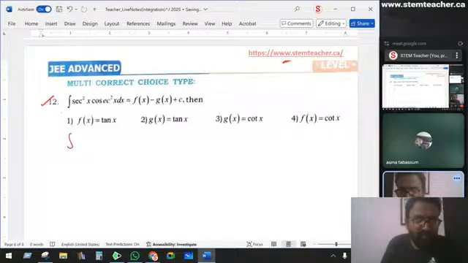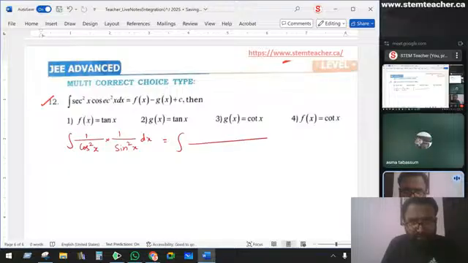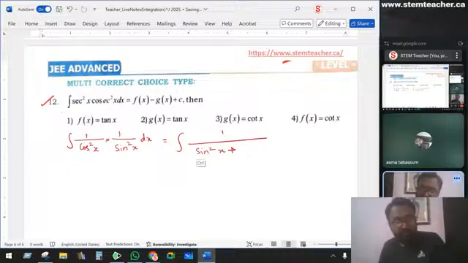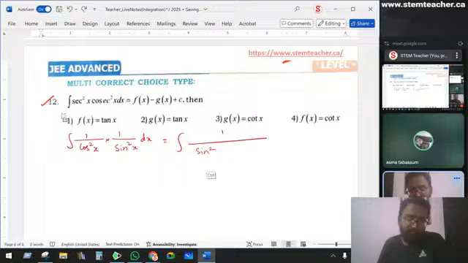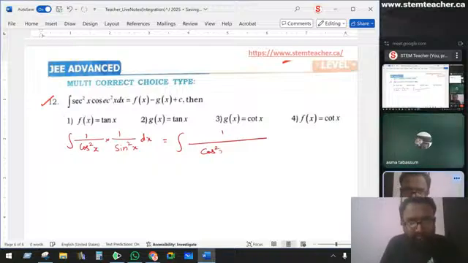Integration of secant square x can be written as 1 by cos square x, into cosecant square x, which is 1 by sine square x, into dx. Will you agree? Yes, sir. The same thing can be written as 1 by cos square x into sine square x into dx.